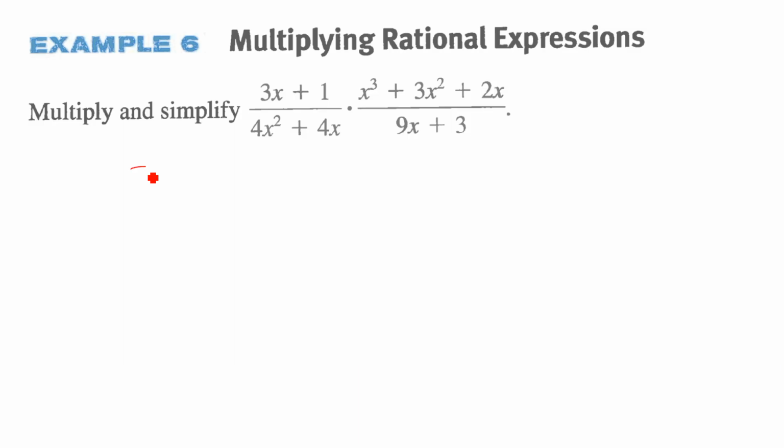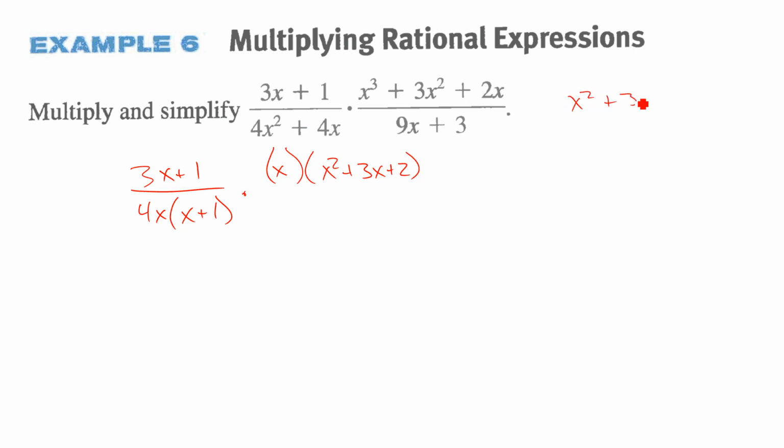Factor completely first. So 3x plus 1 is already factored. Over the denominator, you can pull out a 4x, and you're left with an x plus 1. Times, we can pull out an x, and we're left with x squared plus 3x plus 2. And after we keep going here and pull out a 3x plus 1, that will be 3x plus 1 over 4x, x plus 1, times x.